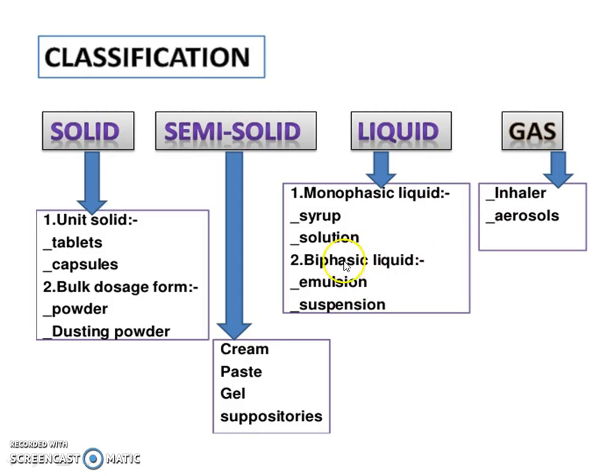Emulsion and suspension are the biphasic liquid dosage forms, and the syrup and solutions are the monophasic liquid dosage forms. We also have another class which is the gas. Examples are the inhalers and aerosols. The ones which are used in asthma and other conditions are the aerosols.